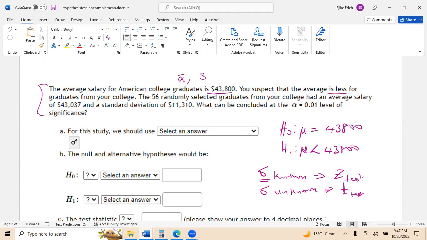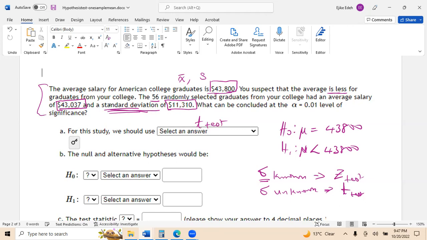We know the average. A random sample of 56 students was selected and we found out that the average salary from those 56 students was 43,037, slightly less than the population average, right? So this is a sample average, and we know the standard deviation, but this is the sample standard deviation. If it were the population, it would have said population here, but it just says standard deviation. So for all this reason, we're going to be using a t-test. The answer here will be t-test.